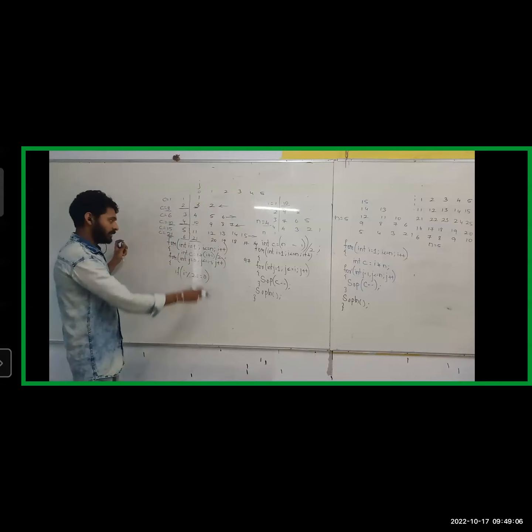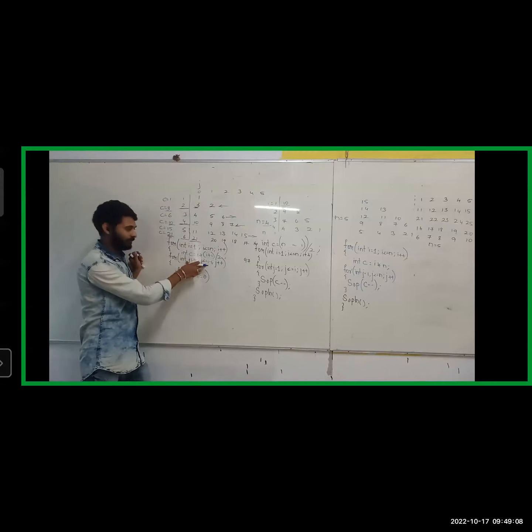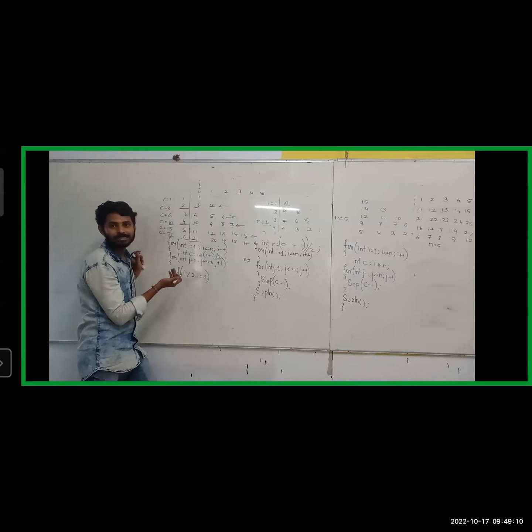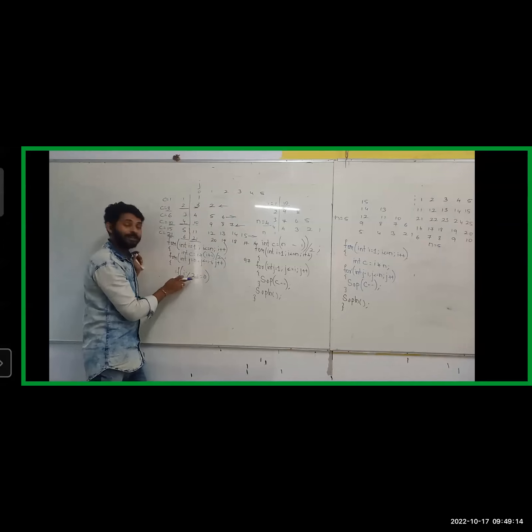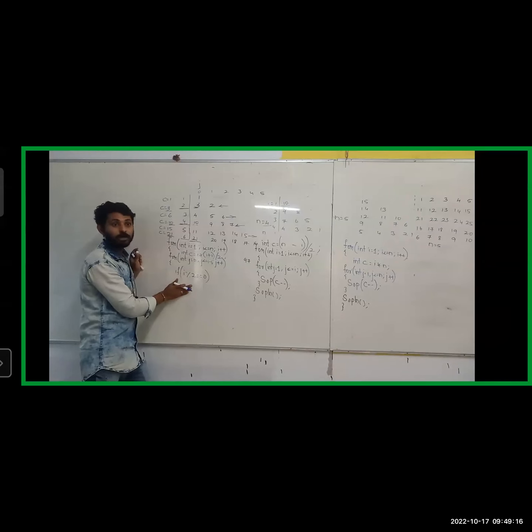Okay. So this part should be clear. If this is clear, then only you will understand this. I'm helpless because already I've explained it. So now here, if it is an even number, what should I print?